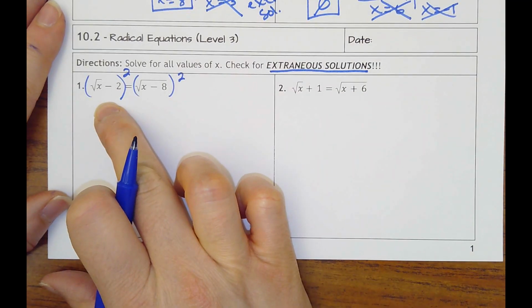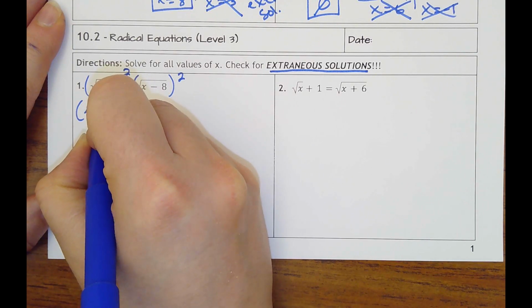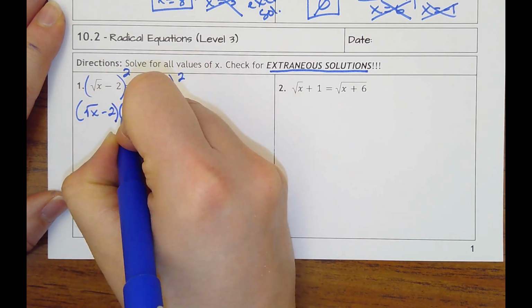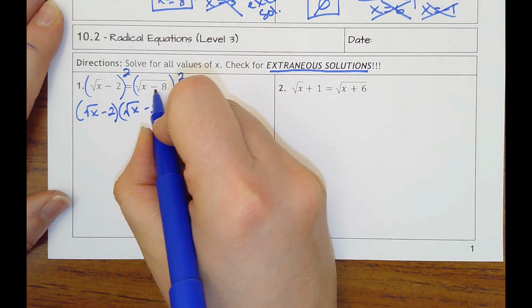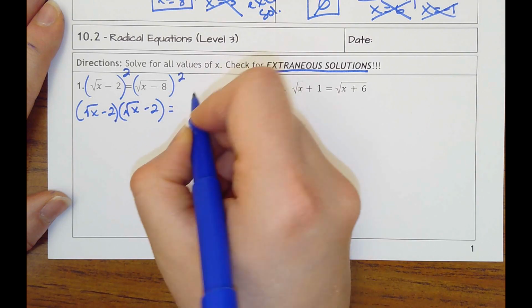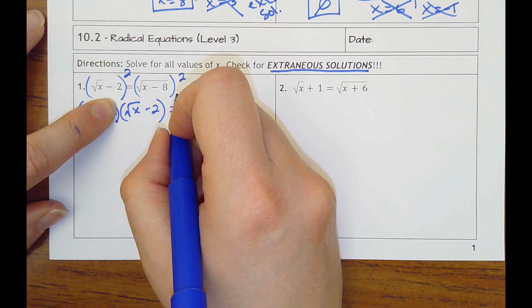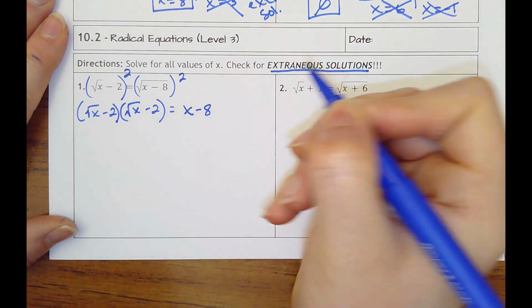So I'm going to square both sides. I am going to write this out twice because it's going to be a little trickier to FOIL. So I'm having square root of x minus 2 times itself equals, I'm not going to write out this side because we know that since this is all under the square root, that cancels. But this one was 2 different terms, one square root, one regular number. So that's just going to be the x minus 8.